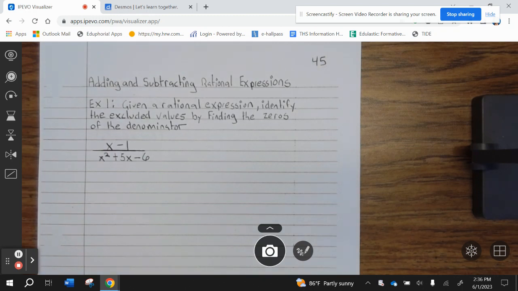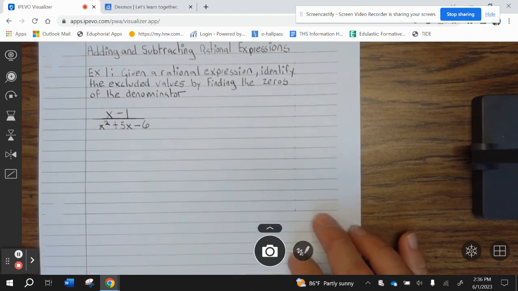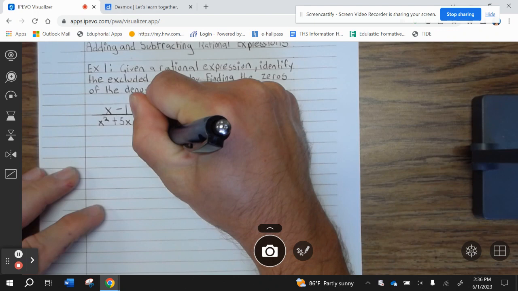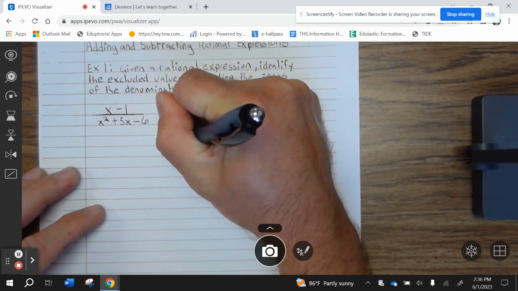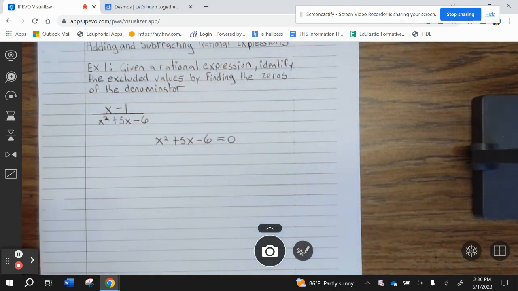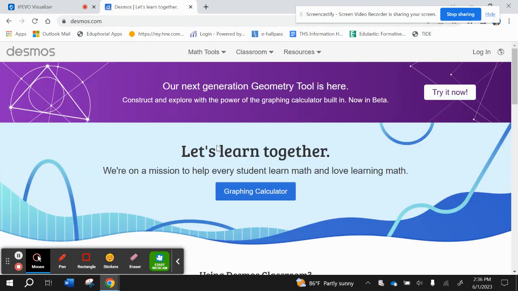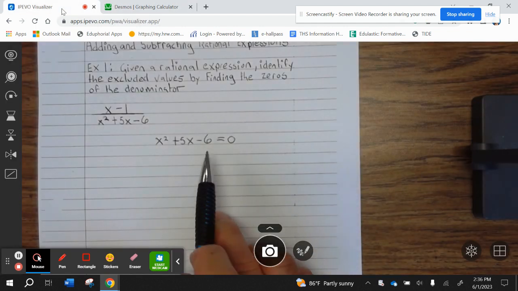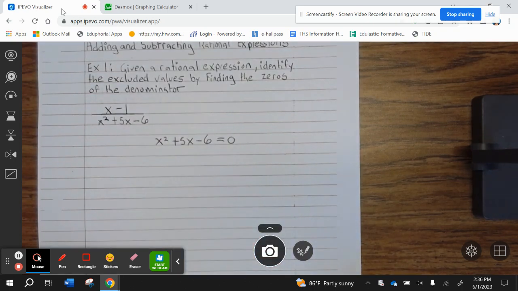Example 1, given a rational expression, identify the excluded values by finding the zeros of the denominator. Okay, so we're going to set the denominator equal to 0. And the reason we're doing that is if I graph 1 divided by 0, you can see it's undefined. Anything divided by 0 is undefined. So we want to find out what makes this expression undefined.